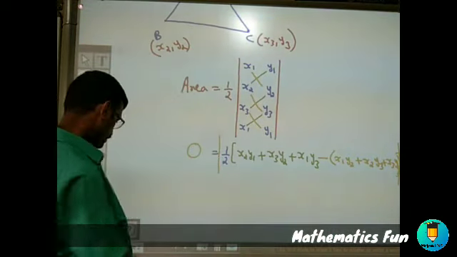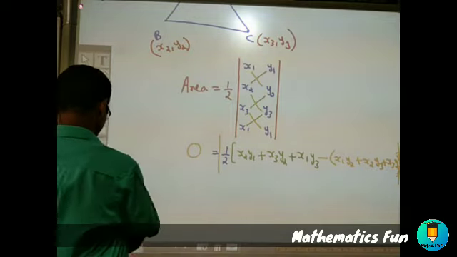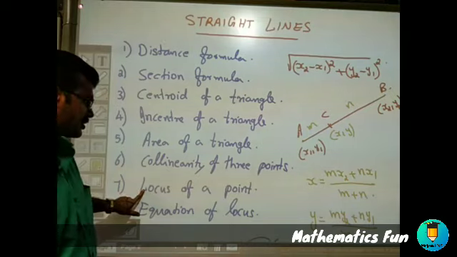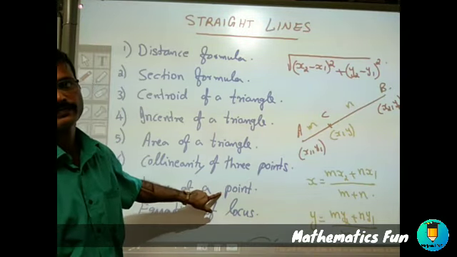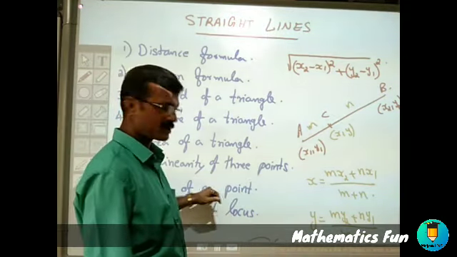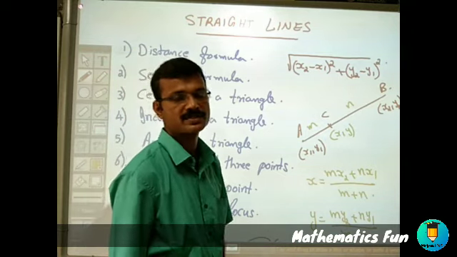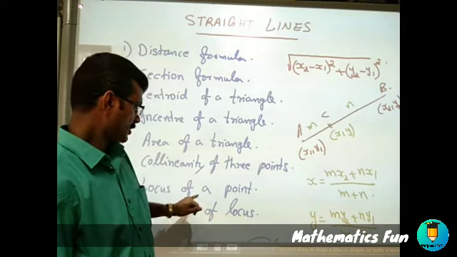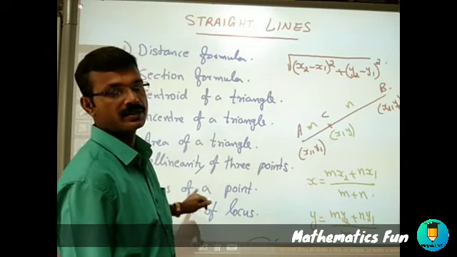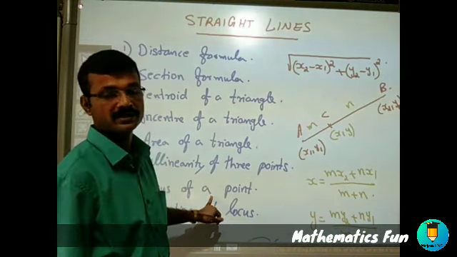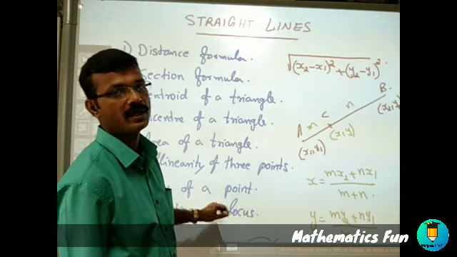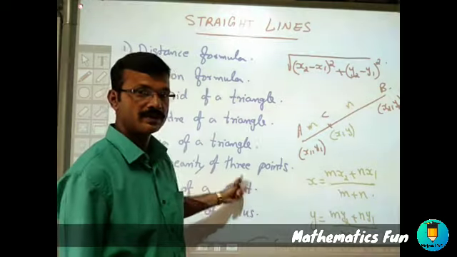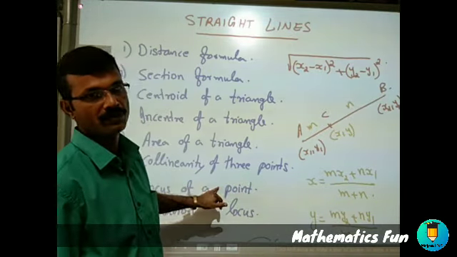Now that was one of the points for collinearity of 3 points. Next one is locus of a point. Last year you studied one chapter about locus. There you did the construction of locus. So what is locus you studied? It is the path traced by a moving point under some conditions. So that is locus of a point, the path traced by a moving point.